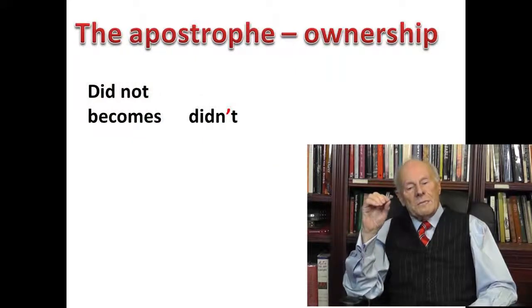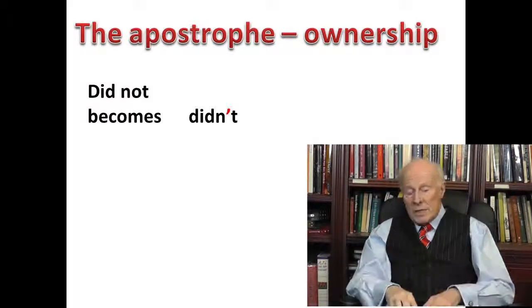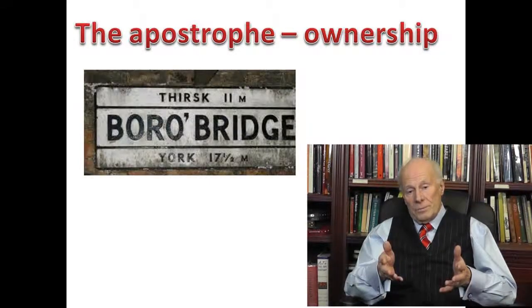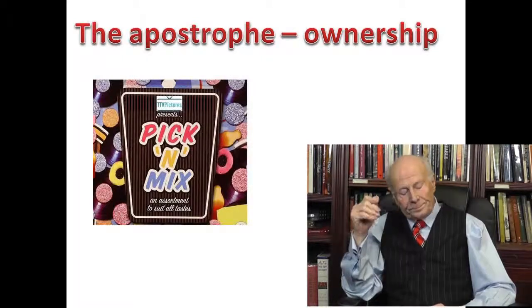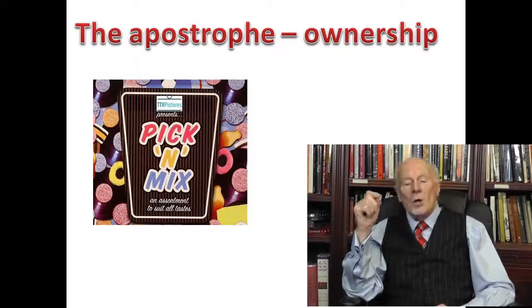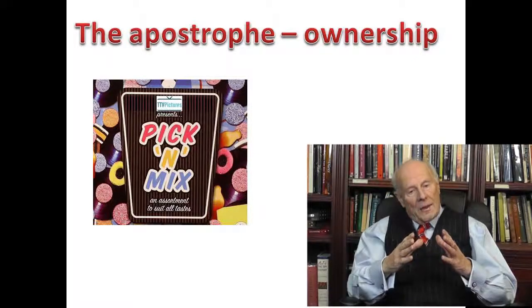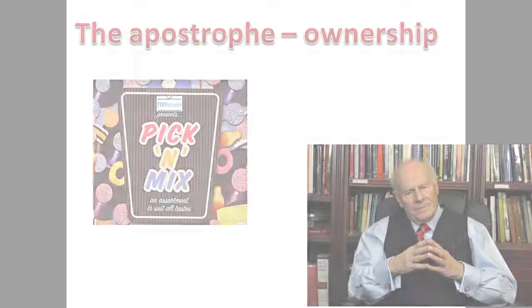For example, we might abbreviate the words did not to didn't, with the apostrophe showing exactly where the letters had been removed. It's sometimes used in road signs, so Borough Bridge becomes Borough Bridge. And on occasions it's used in logos. In this session we're going to look at the remaining use for apostrophes, and that is to show possession. And we're going to look at some rat traps waiting to catch us out.